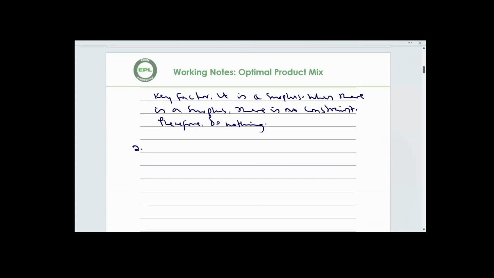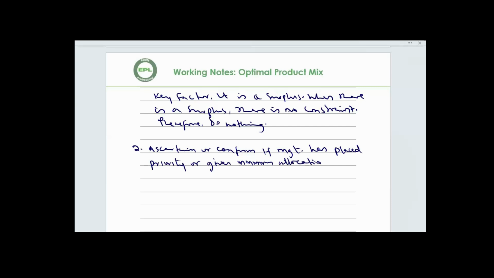Then step 2 now: before we calculate, ascertain or confirm if management has placed priority or given minimum allocation to each product line.